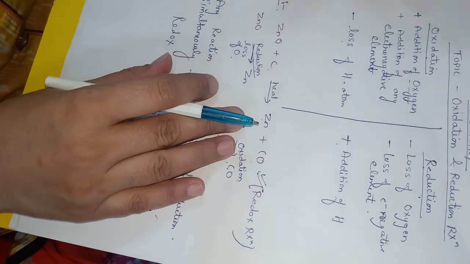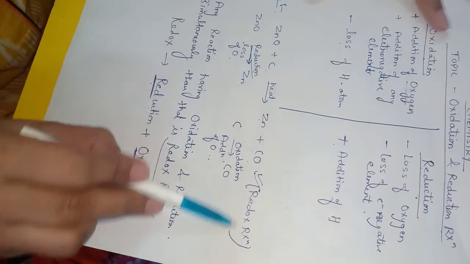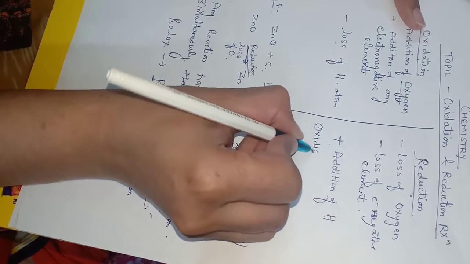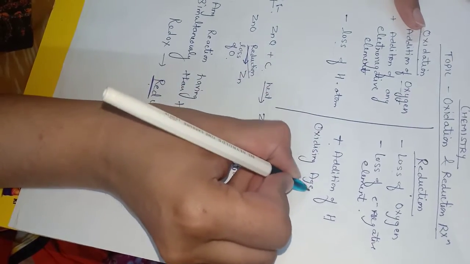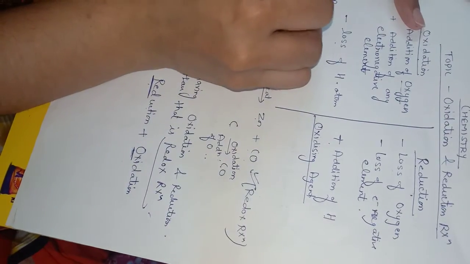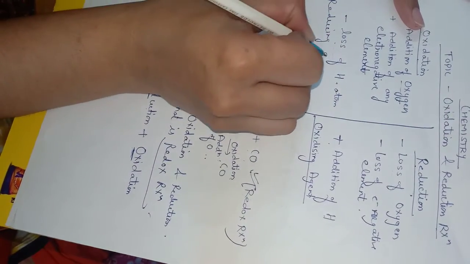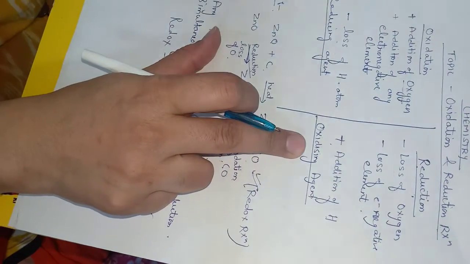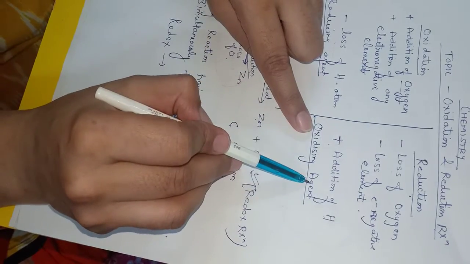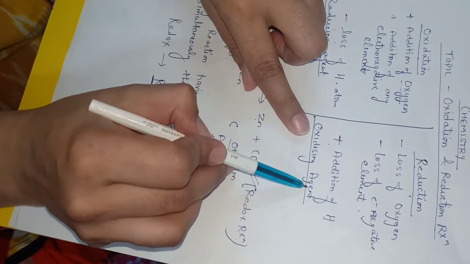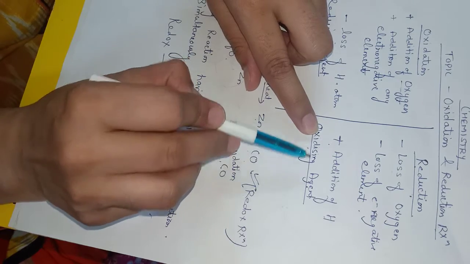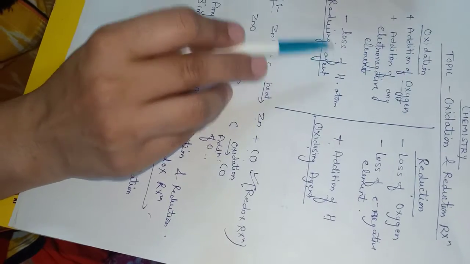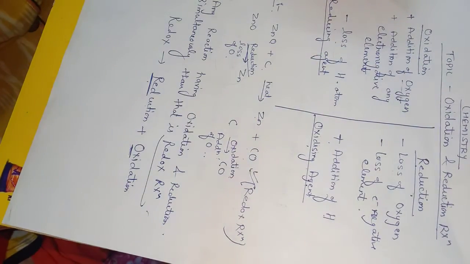Now we have two more terms related to redox reactions: oxidizing agent and reducing agent. Oxidizing agent means any substance which helps in oxidation is known as oxidizing agent, and any substance which helps in reduction is known as reducing agent.